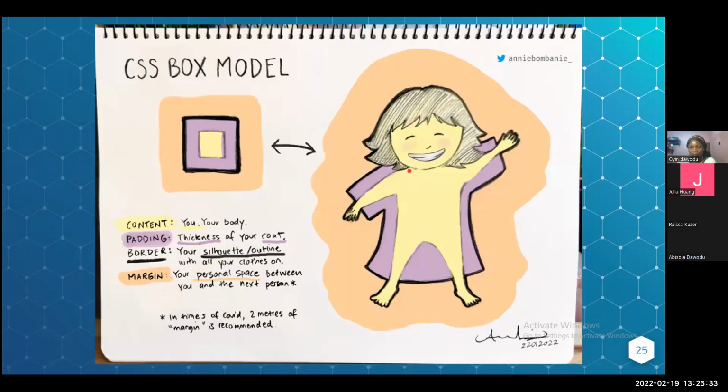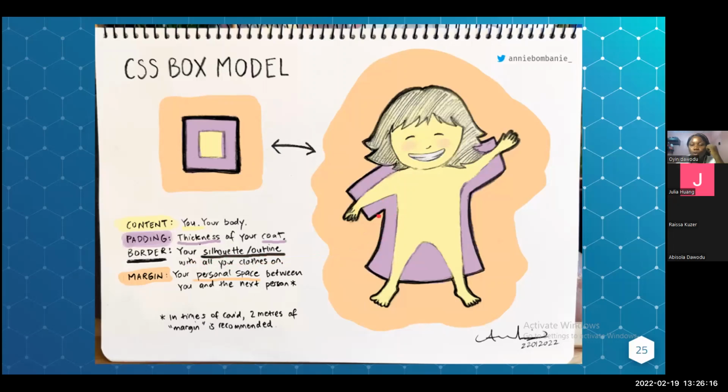This is a girl. This is her hand, and these are the clothes she's wearing, and then there's some abstract space around her. So you see, your body is the content. Say this is the content of the web page that you are trying to place somewhere. And then the thickness of your coat is the padding. Say it's cold weather and you're wearing a coat. The thickness of your coat to your body is the padding. And then your silhouette or outline with your clothes on is the border.